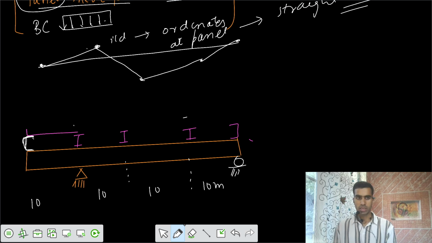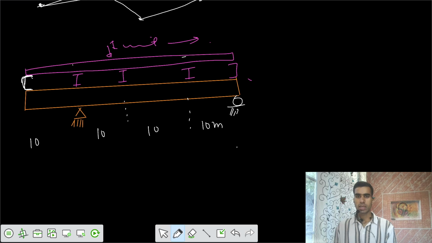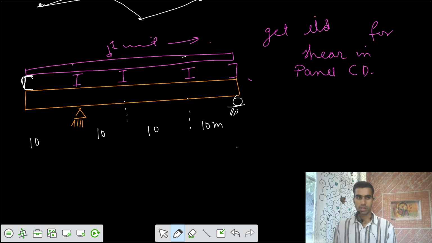On top of that we have some deck plate, and the load is moving. Let's say a unit load is moving in this way, and we need to get the ILD, influence line diagram, for the shear force in panel CD. Let's say this is A, B, C, D, E.